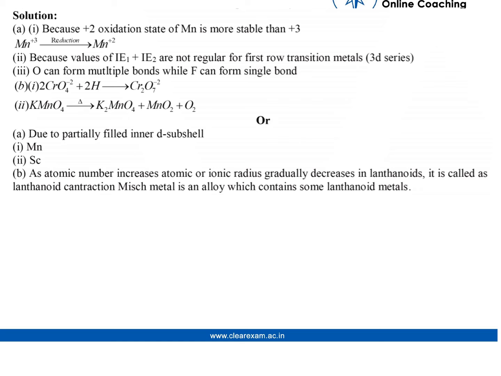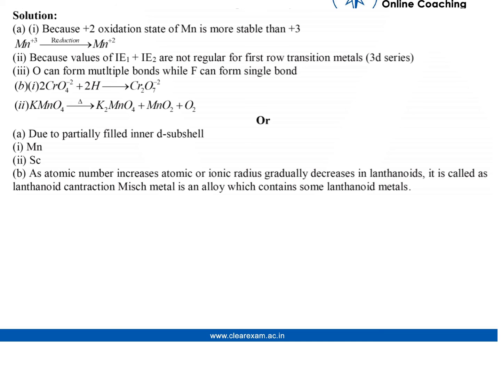Transition elements show variable oxidation state due to partially filled inner d subshell. The element showing maximum number of oxidation states among the first series of transition metals from Sc to Zn is Mn. The element which shows only +3 oxidation state is Sc.